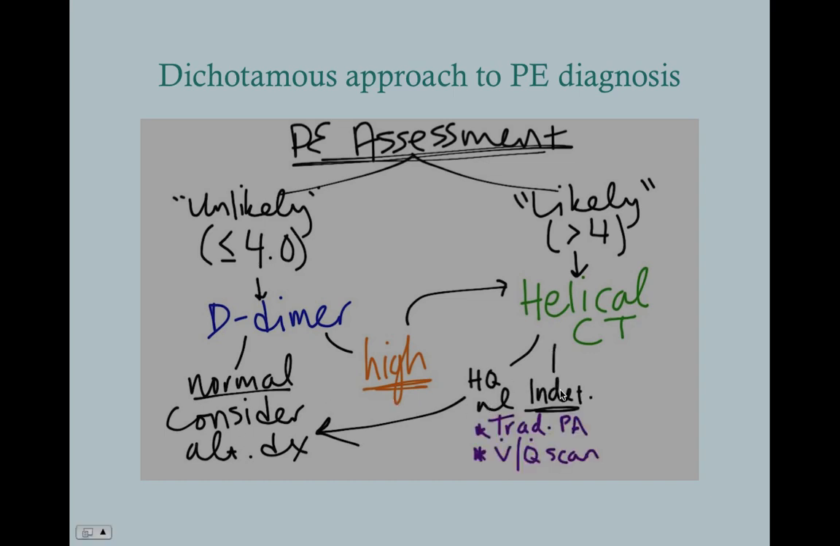If you have indeterminate results from your helical CT, then you can go ahead and get a traditional pulmonary angiography, or you can get a VQ scan. And either of those will help you definitively rule out or definitively diagnose pulmonary embolism. If they do have positive findings of pulmonary embolism on the helical CT, then of course we're going to make the diagnosis and we'll treat them for pulmonary embolism.